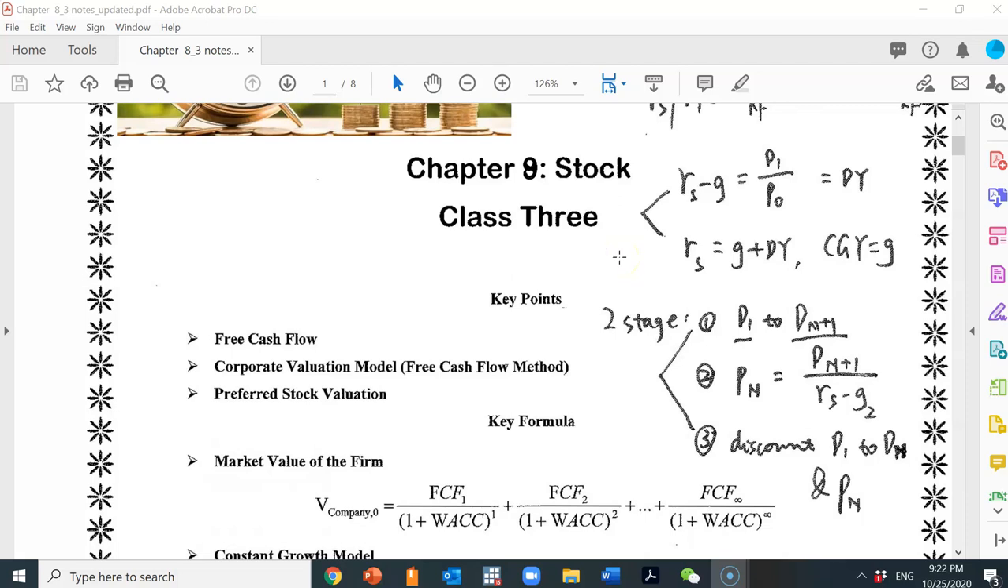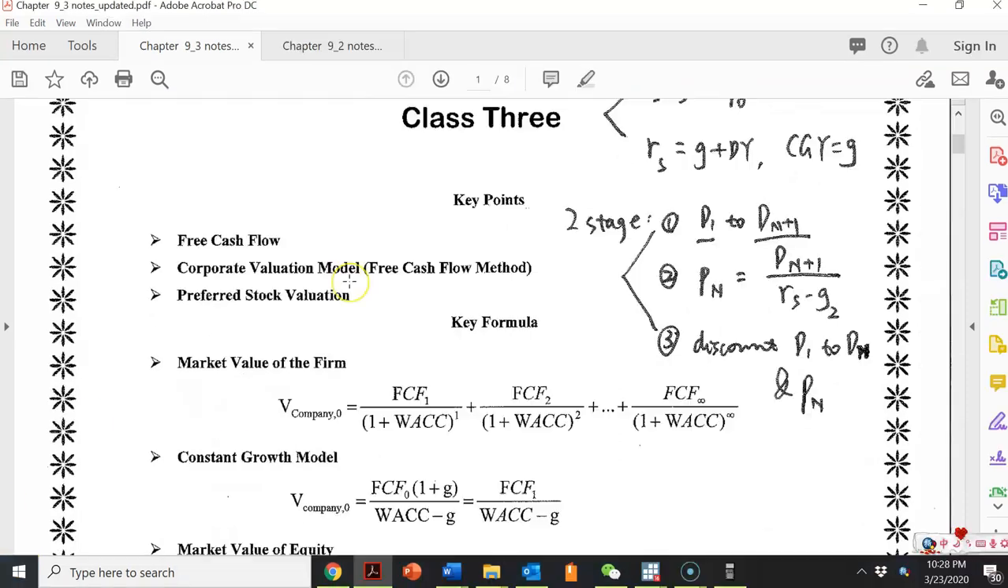Hi class, in this video we're going to introduce Chapter 8, Class 3, and we will focus on the Corporate Valuation Model, which is also called the Free Cash Flow Method. This is a second model to evaluate stock price after we talked about the dividend discount model, the first model.